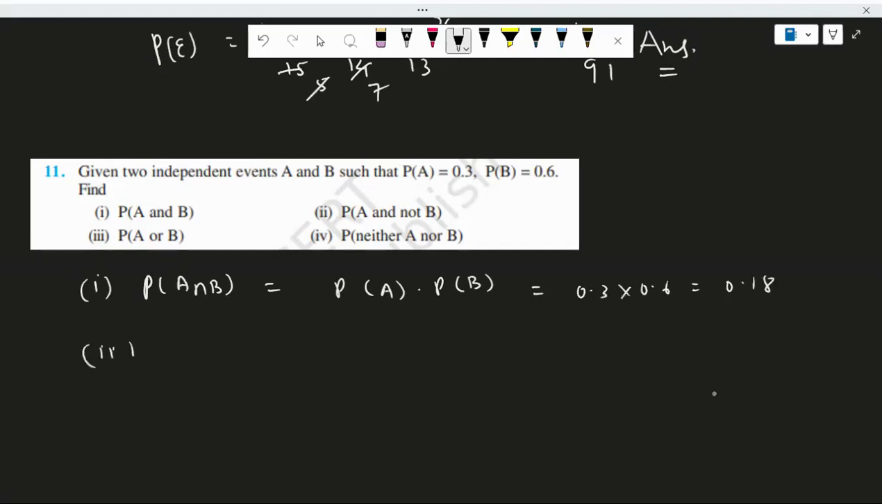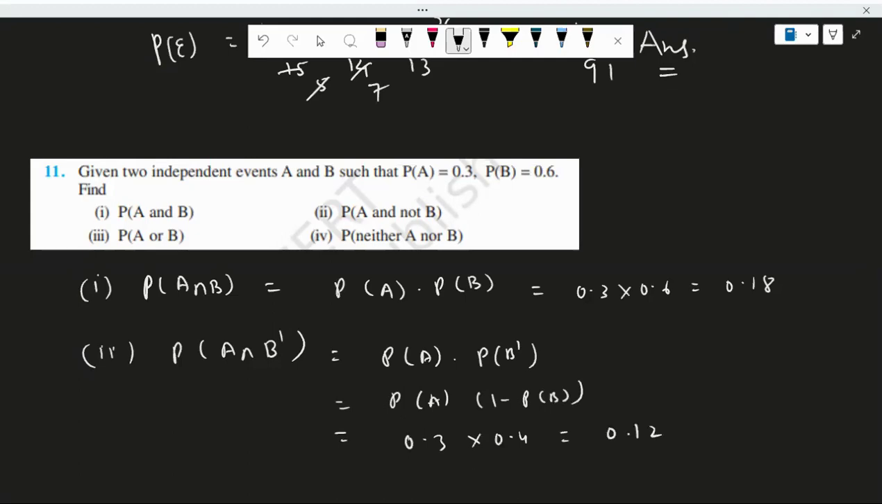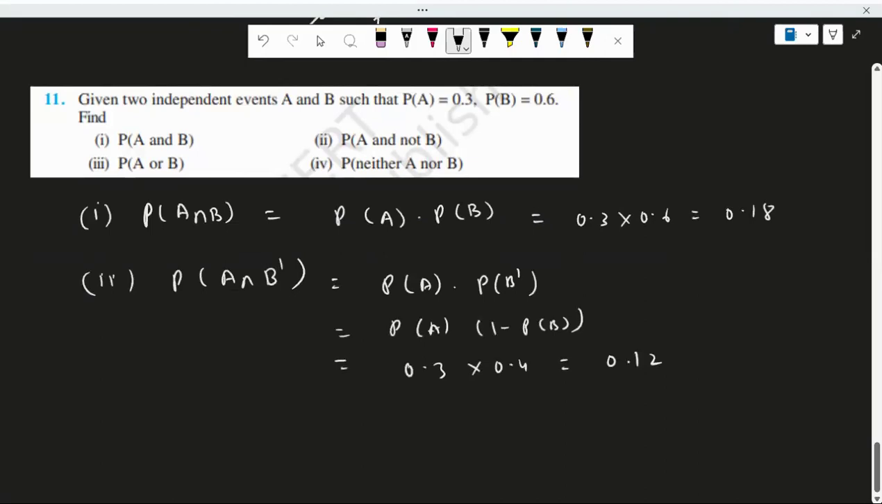Second part, P(A and not B). Not B means B complement. This will be P(A) times P(B dash). P(B dash) means P(not B), which is 1 minus P(B). P(A) is 0.3. 1 minus 0.6 is 0.4. That comes to 0.12. Do you understand?